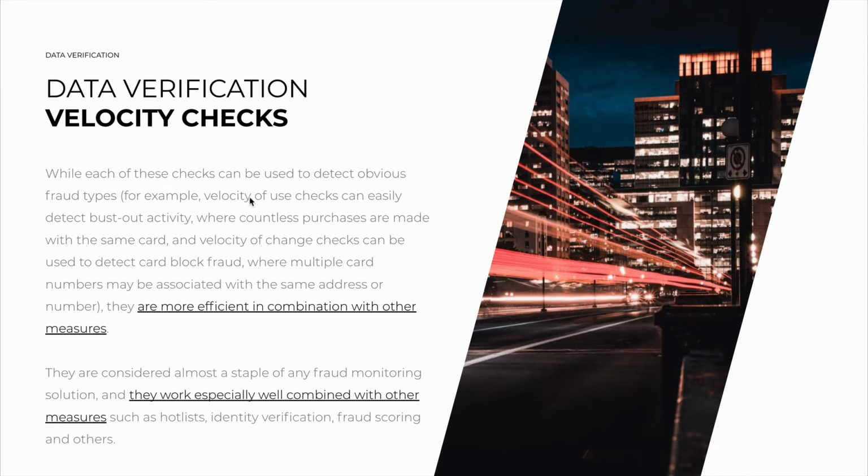While each of these checks can be used to detect obvious types of fraud, for example, the velocity of use checks can easily detect bust-out activity where countless purchases are made with the same card, and velocity of change checks can be used to detect card block fraud where multiple card numbers will be used with the same shipping address or number. In reality, they are more efficient in combination with other measures. They are considered almost a staple of any fraud monitoring solution, and they work especially well combined with other measures such as hotlists, identity verification, fraud scoring models, and others.